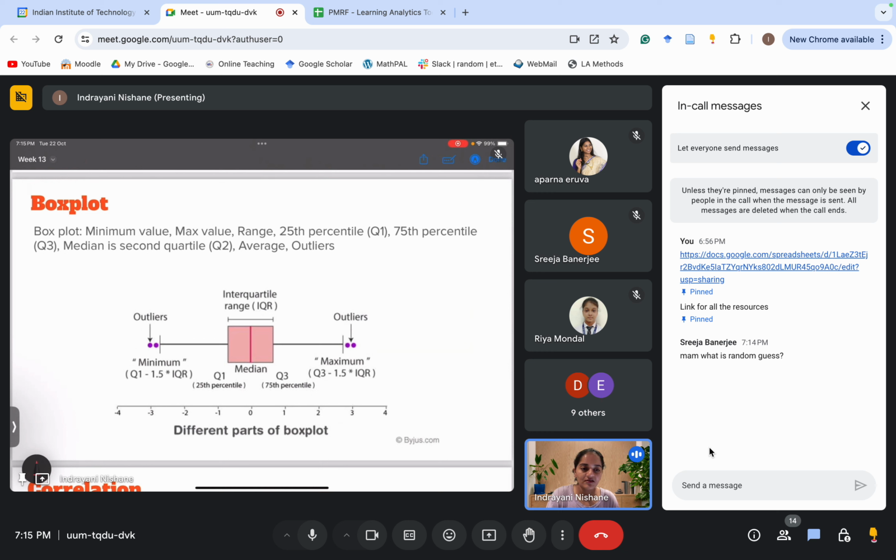Shrija, random guess is guessing randomly. You know the English word random guess. When you guess something randomly without doing calculation, that is a random guess.